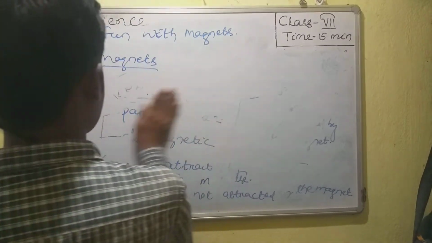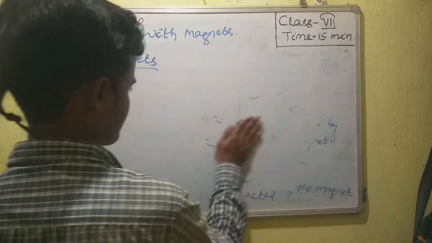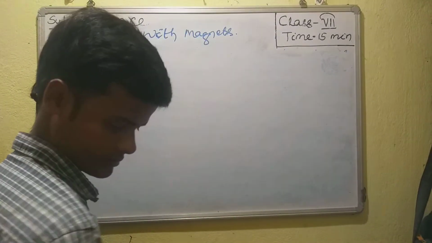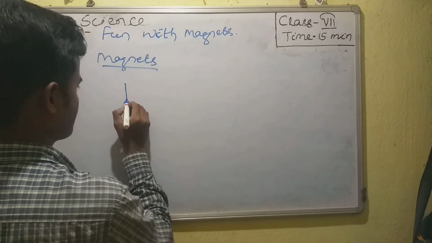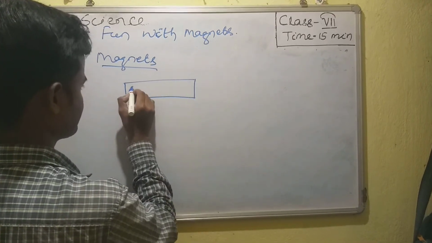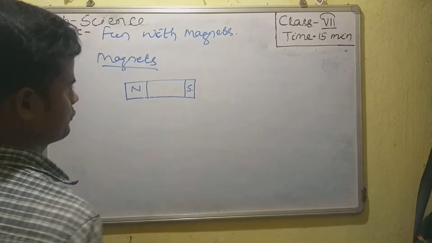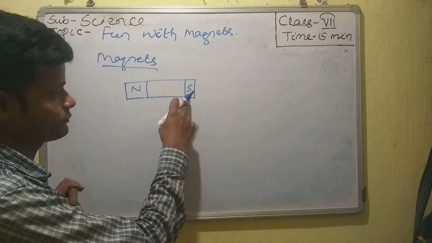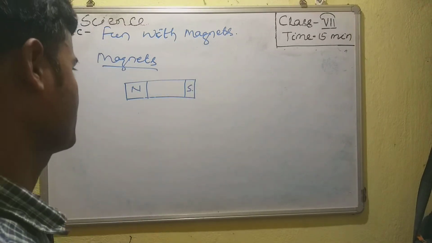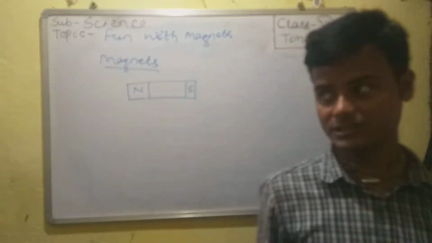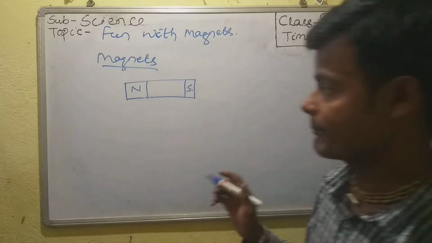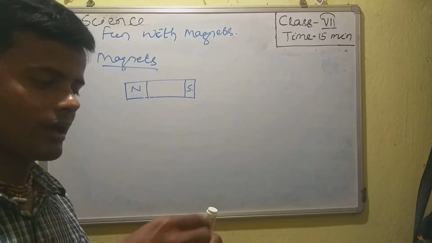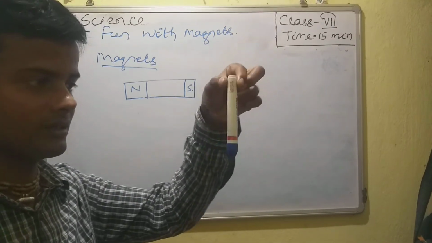Then, poles of the magnets. If it is a magnet, it has a north pole and a south pole, right? A magnet has two poles, one is the north pole and another one is the south pole. How can we find which pole is north and south? We take a bar magnet and bind it in a string, and hang it like this in the string.